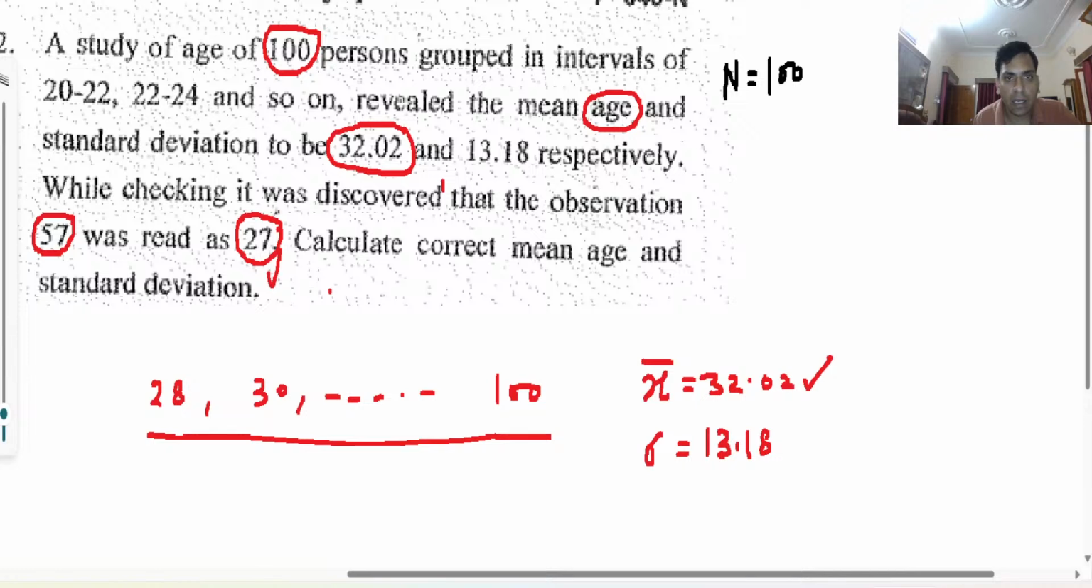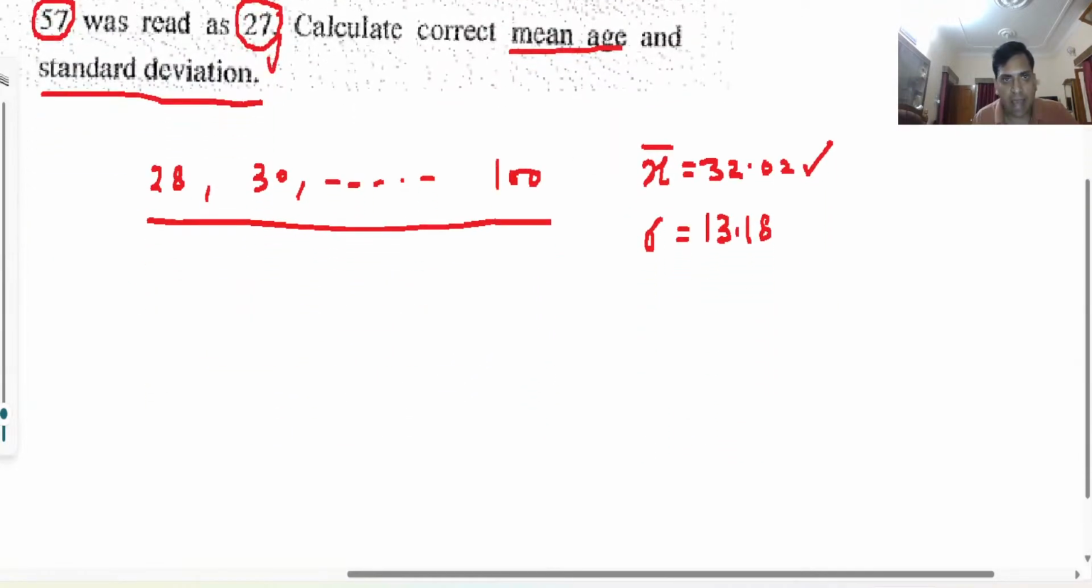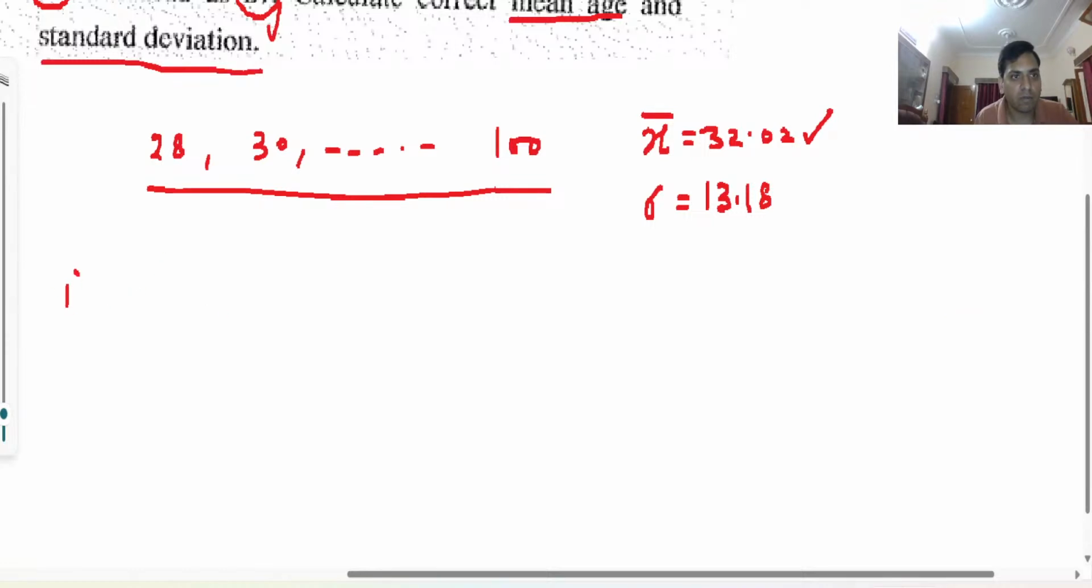So in this case, 100 persons' data, and one observation we have taken as 27, but this was 57. So now we need to find the correct mean age and standard deviation when we take this quantity not as 27 but as 57. We will solve this question in two steps. First is for the arithmetic mean, the correct arithmetic mean, and second step is for the standard deviation, the correct standard deviation. So first we are working on the arithmetic mean.